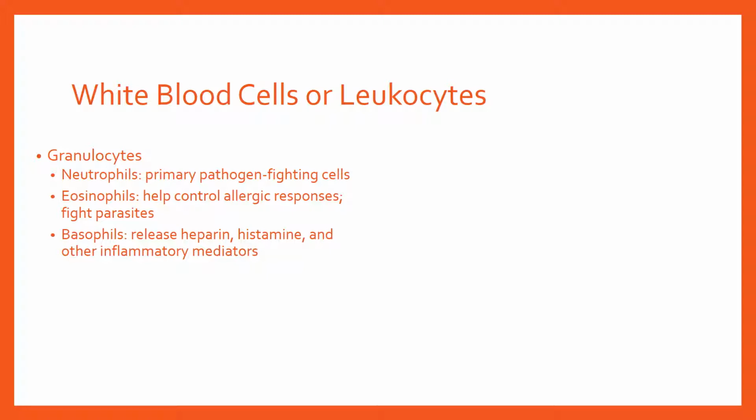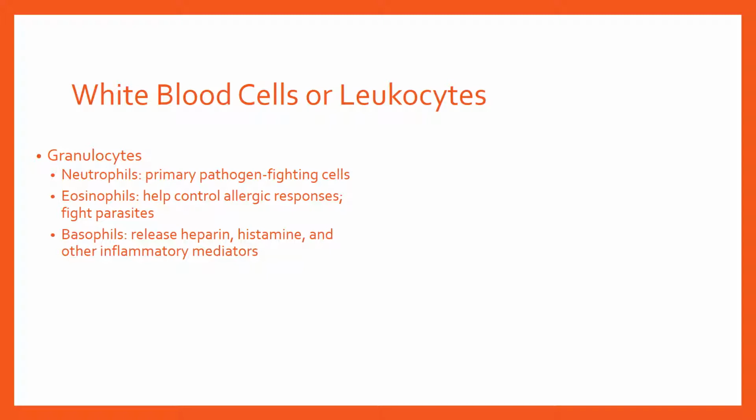Eosinophils will help control allergic responses and fight parasites. Also, they are involved in processes such as asthma. So please remember the expression again: worms, wheezes, and weird diseases. So these are the eosinophils, what they do. Basophils release heparin, histamine, and other inflammatory mediators. And basophils, we talked about it in the past, can be transformed into mast cells when they migrate inside of the tissues.